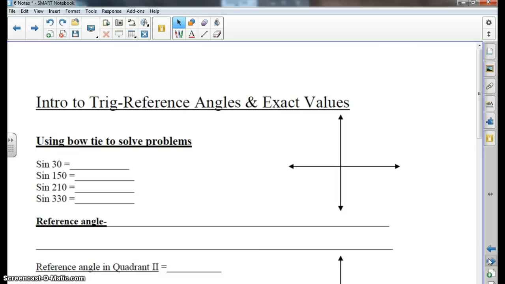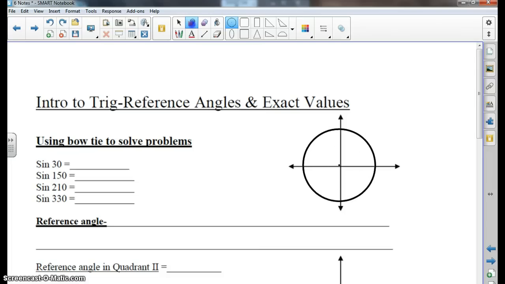What we're going to do next is work on trying to find the exact value of any trig function using only bow tie trig. We're going to tie together the idea that we know the sine of all of these trig functions, in addition to we know that all four of these triangles are congruent, and therefore we are working in a bow tie.